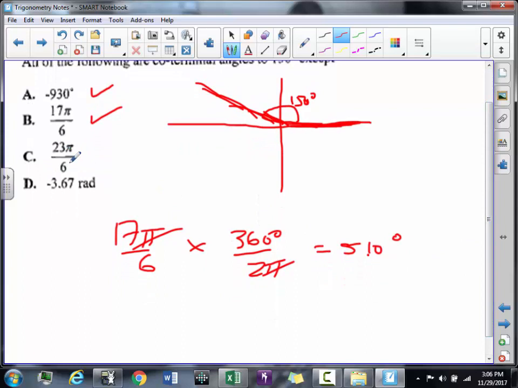What about 23 pi over 6? Could this be like going around the circle again once too many? Let's try it. 23 pi over 6 times by 360 over 2 pi, cancel the pi. 23 times 360, divide by 6, divide by 2. I got 690 degrees.